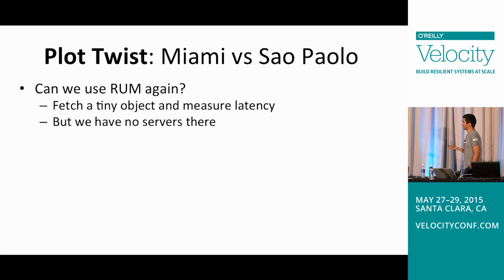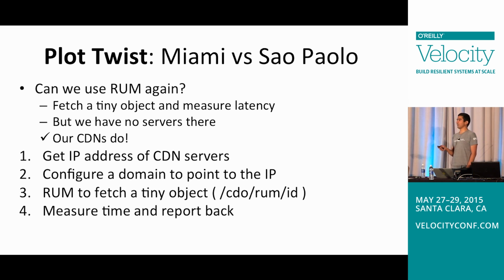We could do the same thing. We could maybe use RUM, fetch a tiny object, measure the latency, and so on. But we don't have any servers there. These are candidate POP locations, right? These are locations where we are going to build POPs. So we don't have any servers right now there. But we found that our CDNs do, right? Akamai, Limelight, Level 3, all the big CDNs have servers across different POPs. So we pulled some strings, we talked to them, and we got IP addresses of CDNs in those locations. Then we configured a domain to point to those IPs, and we did the same thing. We fetched a tiny object over that domain and measured the time and reported back.